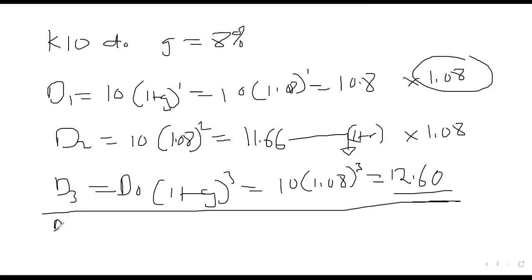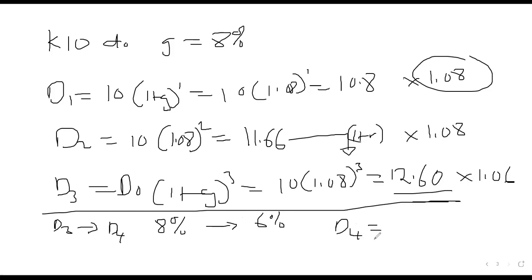Now, suppose from year 3 to year 4, our growth rate has changed. Instead of using the 8%, it drops maybe to 6%. That's why I'm telling you it's important to understand the projection. So we're going to multiply this one by what? 1.06 to get the dividend for year 4. Or alternatively, let's say D3, 1 plus growth to the power 1.